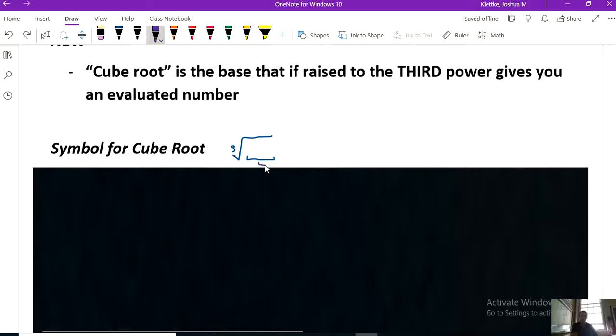We have to take that number and find out which root times itself again equals that number that's underneath the radical symbol. We'll look at an example of an actual number with it.